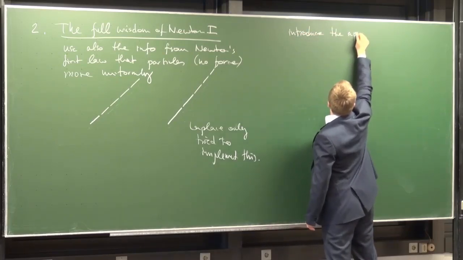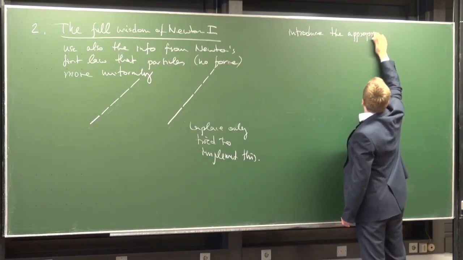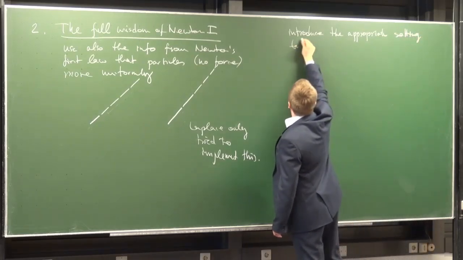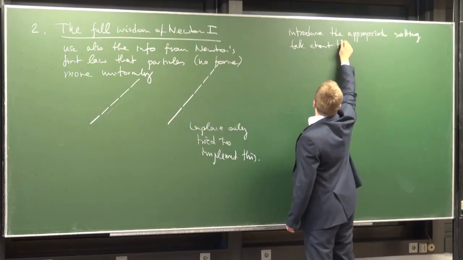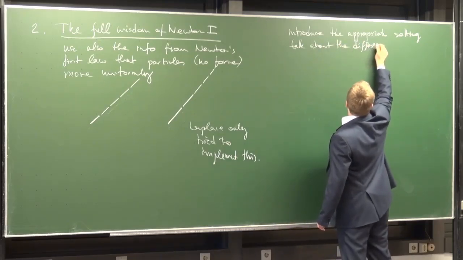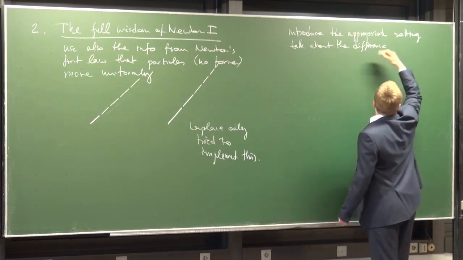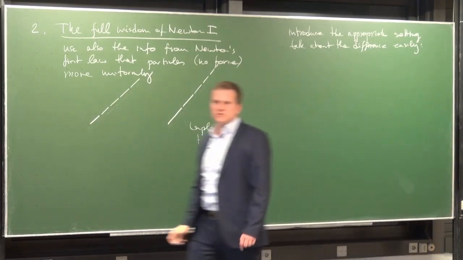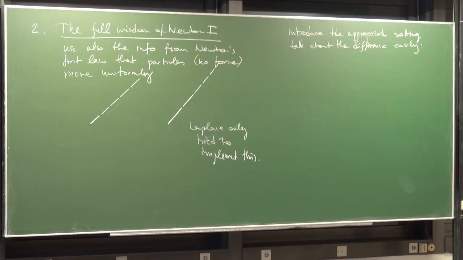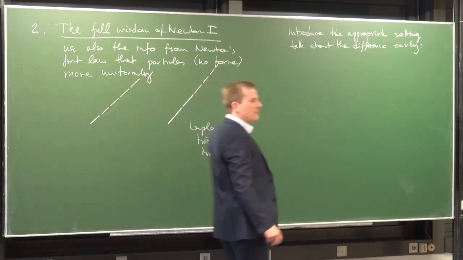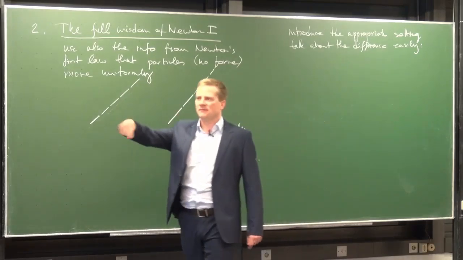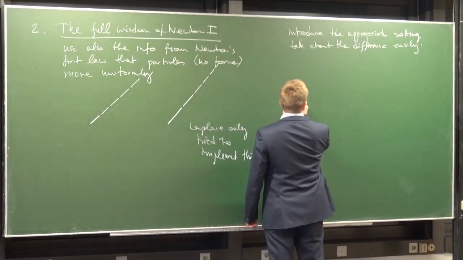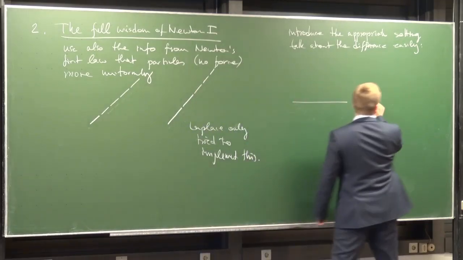Introduce the appropriate setting to talk about the difference between these two easily. And that is something you also know from school. You draw a space-time diagram. If you have a harmonic oscillator, you did this. How does the position depend on time? Well, let's do this for a one-dimensional world. Say this is the one-dimensional world here.